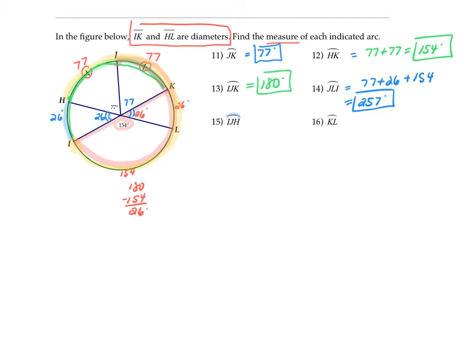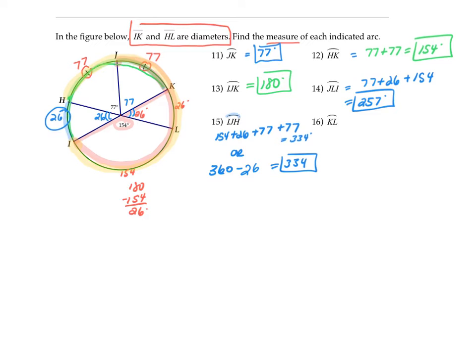And I just want to point something out to you. You can certainly do this by doing a lot of addition. You can do 154 plus the 26 plus 77 plus 77 going around the circle. Or the simple way to do it is to take 360, that's the sum of all the arcs, and subtract the one you didn't use, which was 26. So either add them all up or take 360 minus 26, but either way, you should get 334 degrees. And that's your final answer for that one.